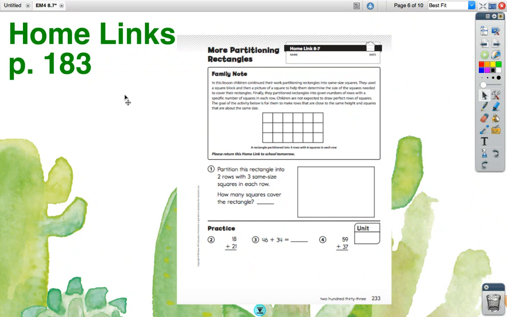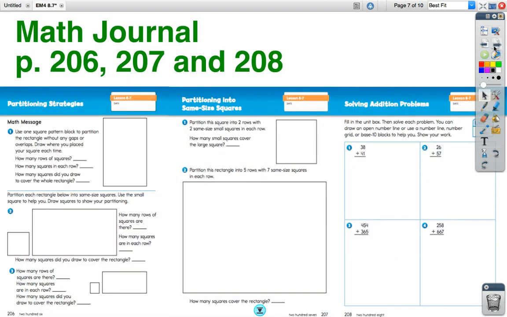Today's home links page is page 183. You'll partition this rectangle into 2 rows with 3 same-size squares in each row. How many squares cover the rectangle? Practice number 2, 3, and 4. Your math journal pages are page 206, 207, and 208.